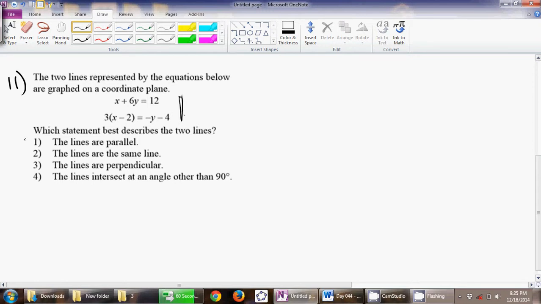Answer choice 1. The lines are parallel. Well, that would mean they have equal slopes. Answer choice 2. The lines are the same line. Well, if they're identical, that means their equations would be the same. Answer choice 3. The lines are perpendicular. Well, if lines are perpendicular, their slopes are negative reciprocals of one another. And then answer choice 4, that one looks kind of confusing.